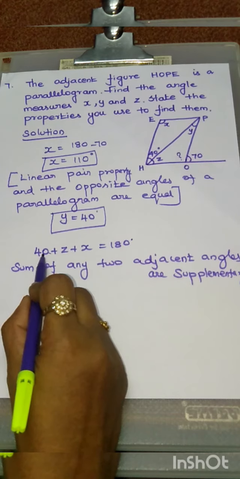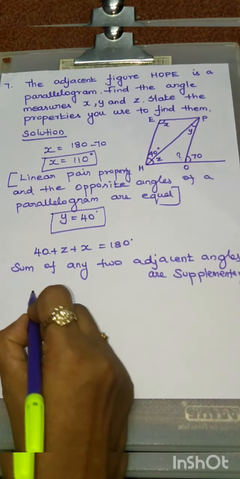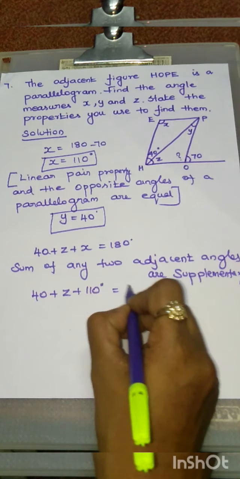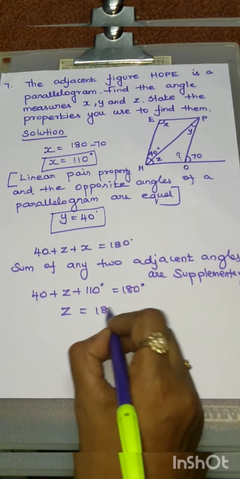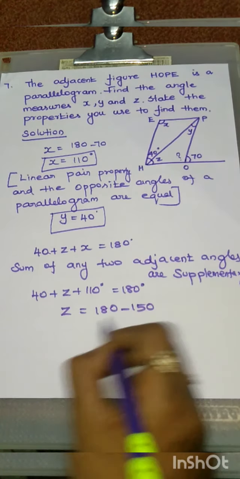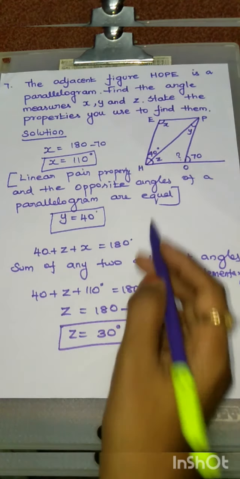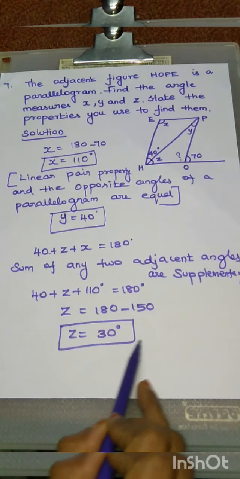Now we have to calculate. We know already X value is 110. So apply the value here. So 40 plus Z plus 110 is equal to 180 degree. So Z is equal to 180 minus 150, that is 30 degree. So X is equal to 110, Y is equal to 40, Z is equal to 30 degree.